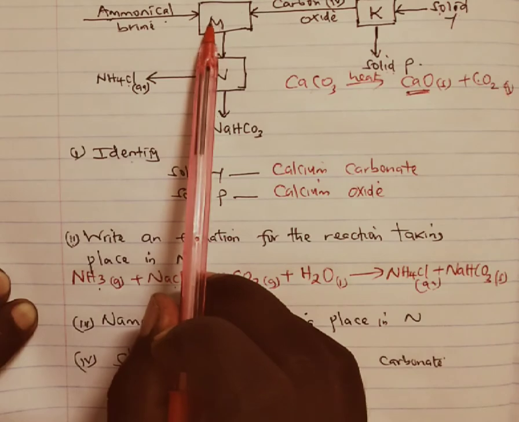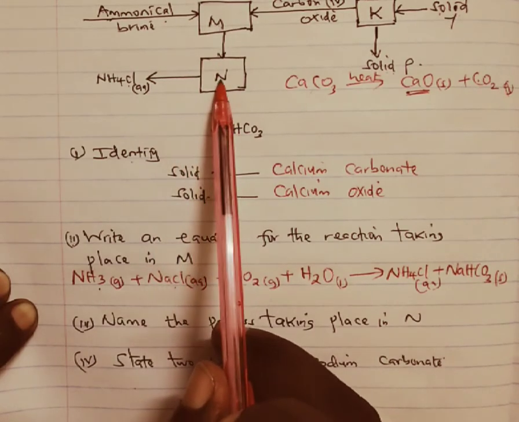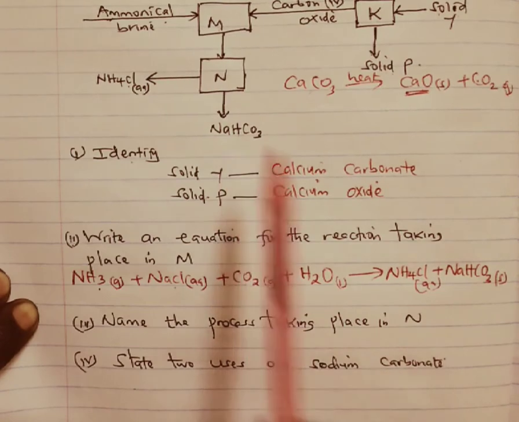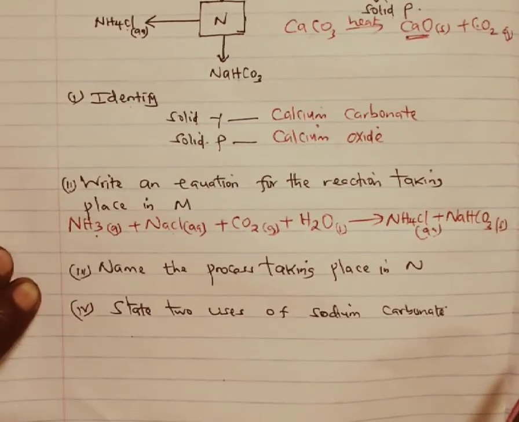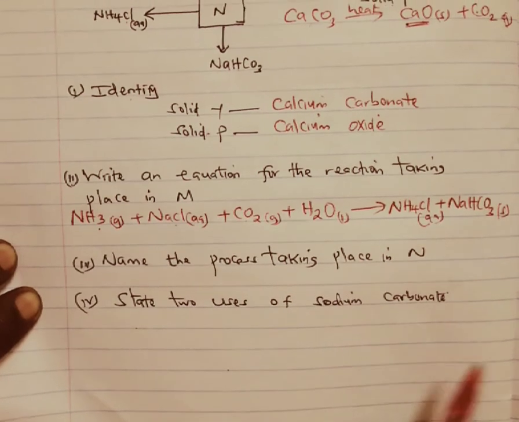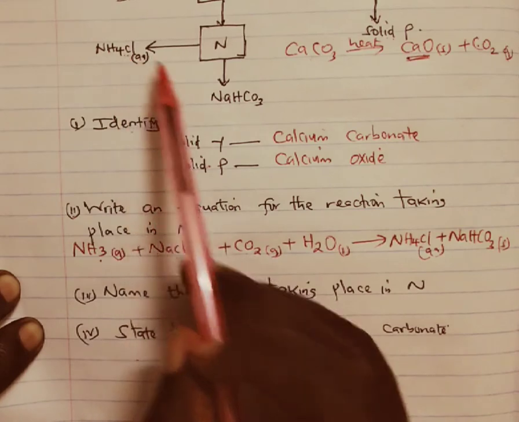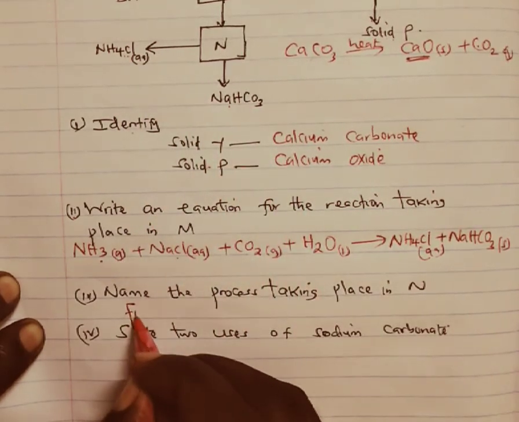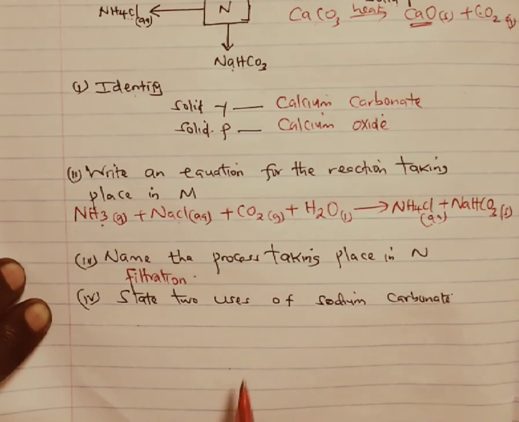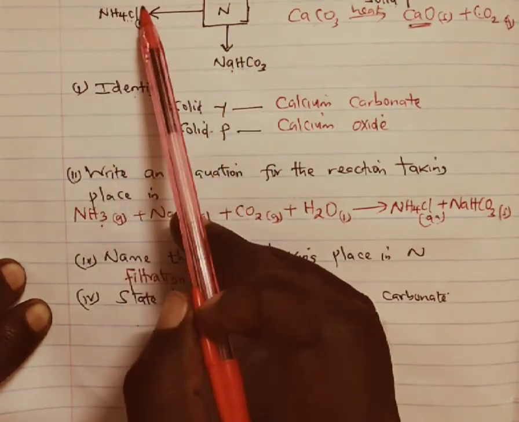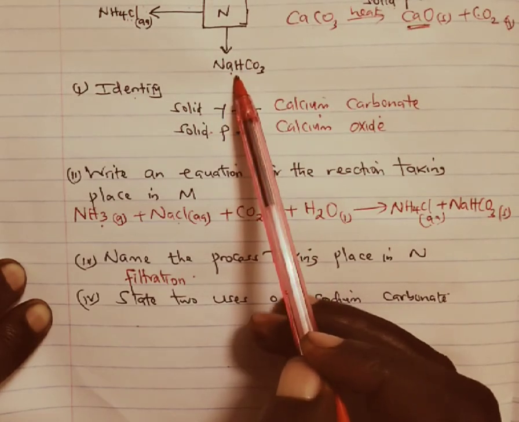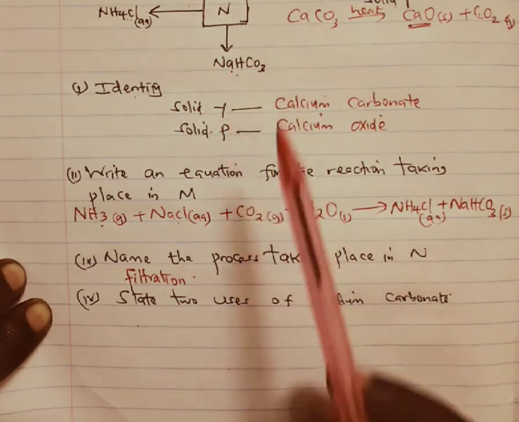The ammonium chloride and sodium hydrogen carbonate are separated at point N, where we have ammonium chloride as a filtrate and sodium hydrogen carbonate as a residue. We move down with the questions. Roman 3, we are supposed to name the process taking place in N, and we can see clearly that N separates ammonium chloride and sodium hydrogen carbonate, and therefore we have filtration process. After filtration, ammonium chloride is used to regenerate ammonia, while sodium hydrogen carbonate is heated to produce sodium carbonate, which is our target in this process.